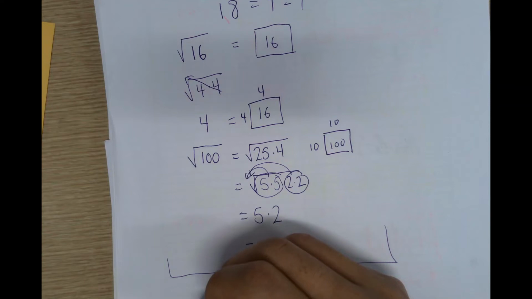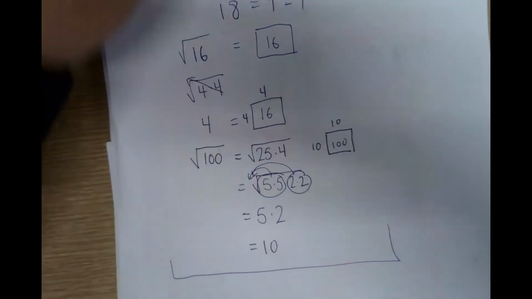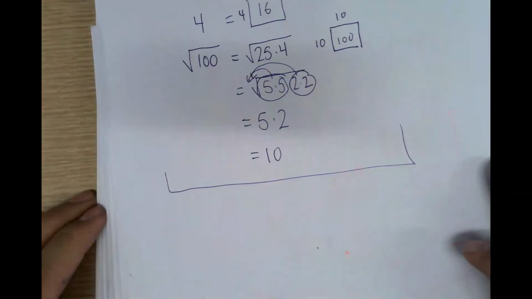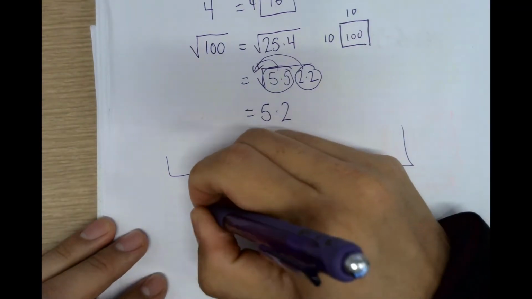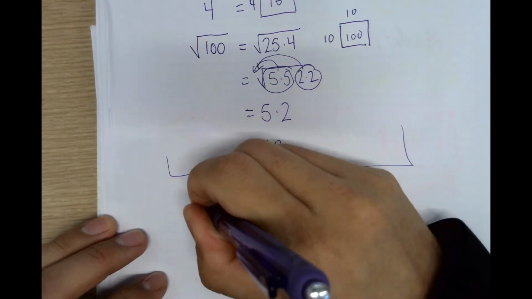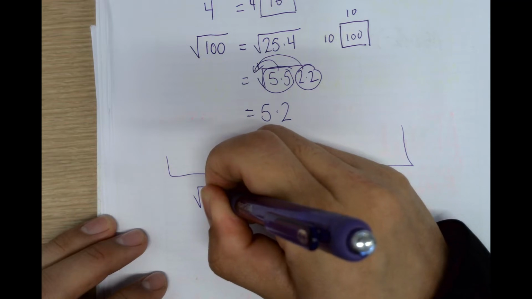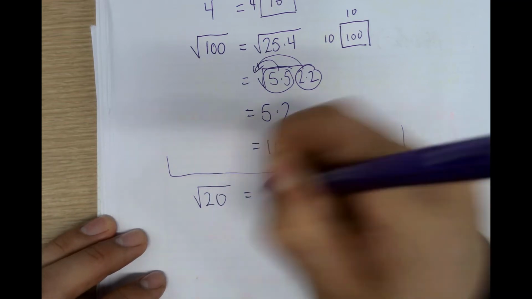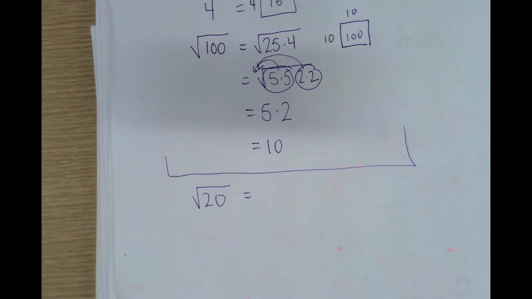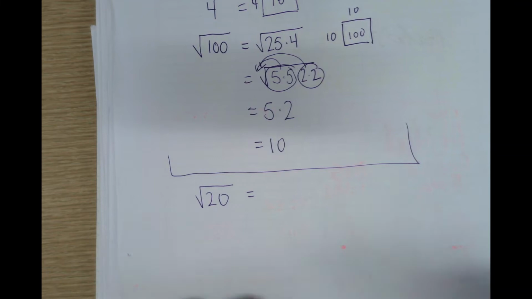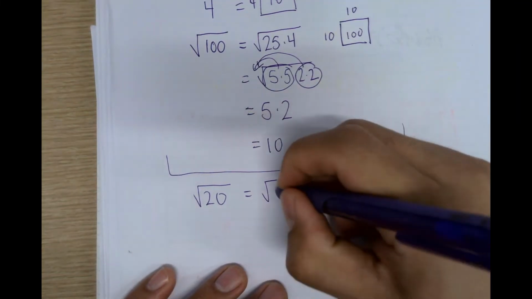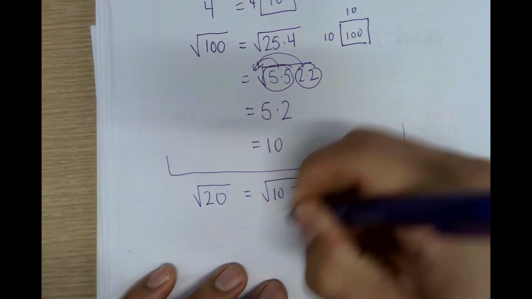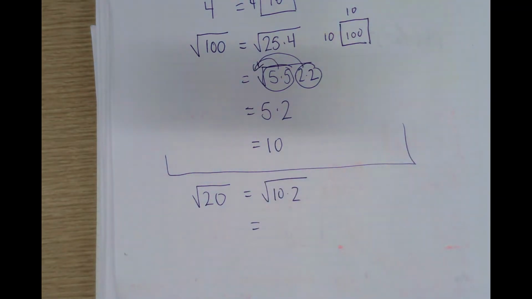Okay, so you are going to get numbers where it's not as easy. Something like the square root of 20. The first thing you want to think about is what numbers go into 20? 10. Okay, so I'm going to take a couple at a time. I have 10, and 10 times 2 equals 20. And then what else? Can this be broken down even more?